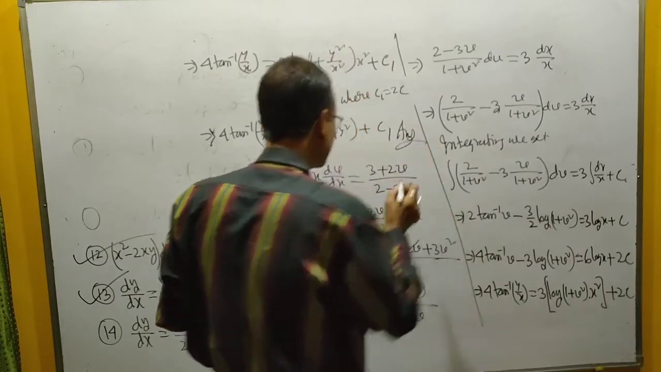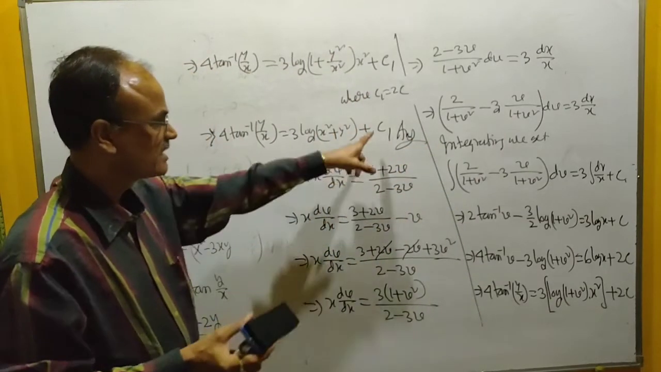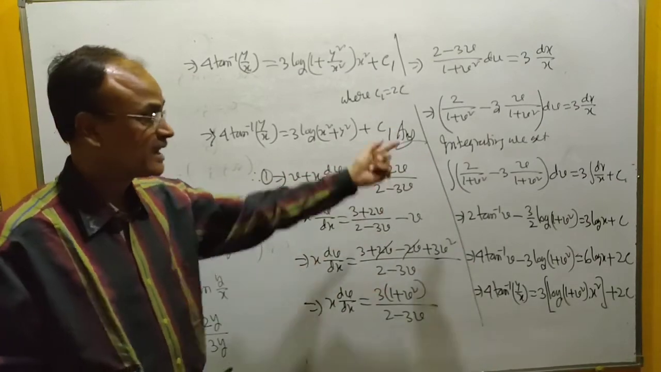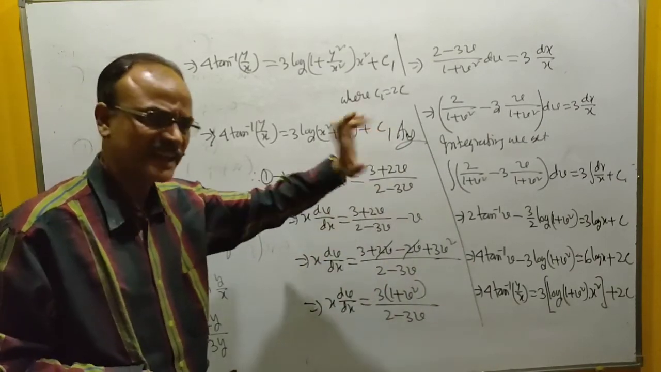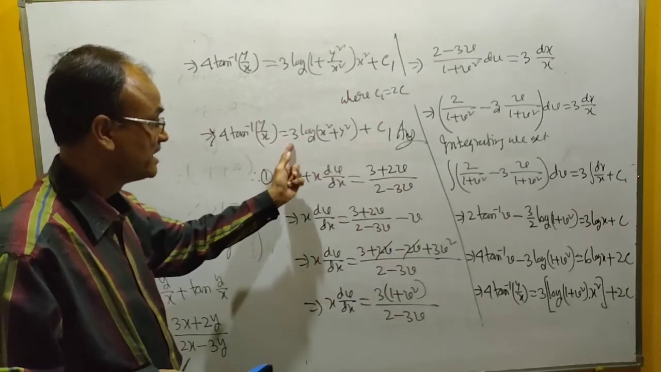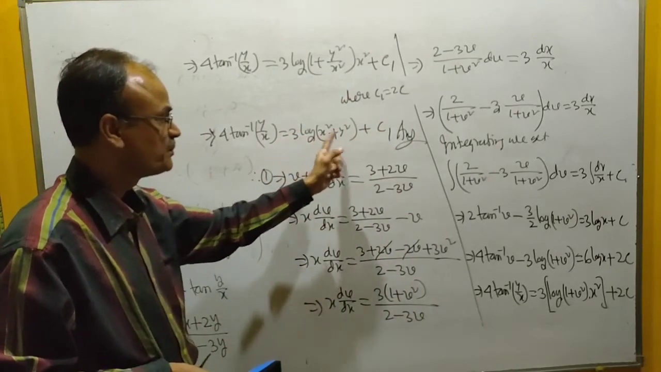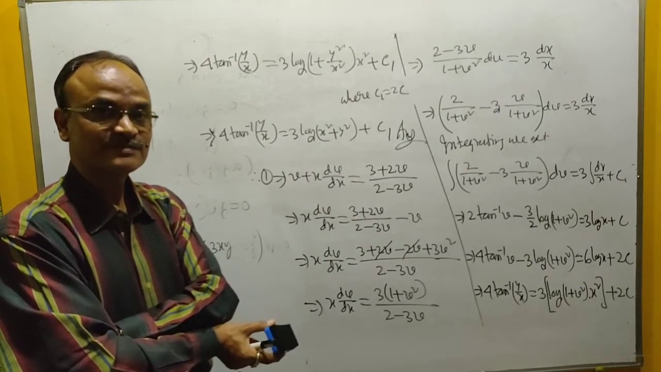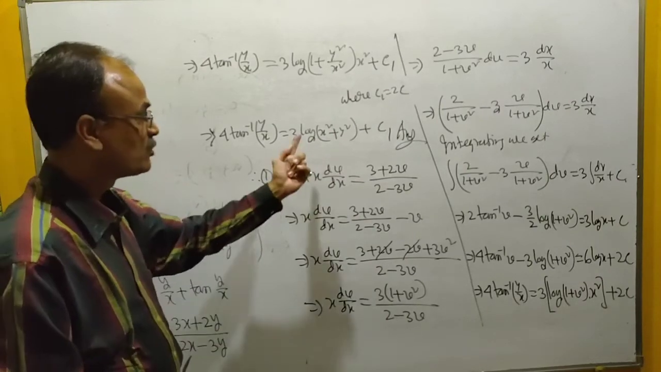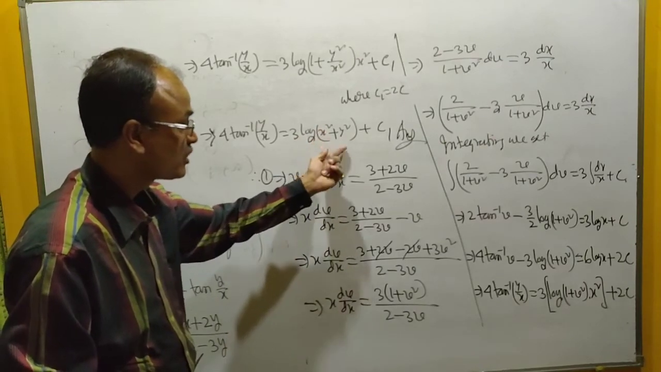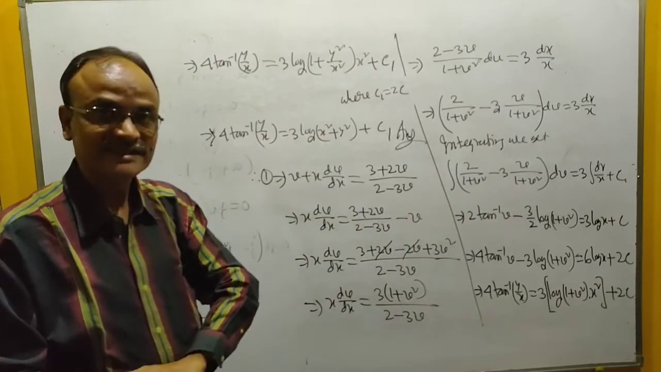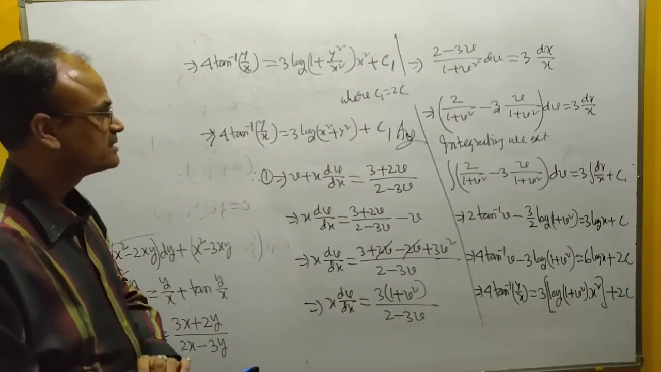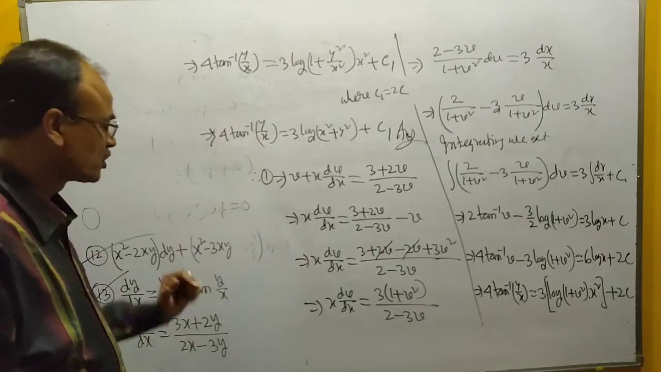This is the required solution. You may write also c1 as 3 times log k. Then you will get 3 times log of k times (x square plus y square). Or you may write log of k times (x square plus y square) to the power 3. You may express the answer in different ways. This is the solution of the last question, question number 14.